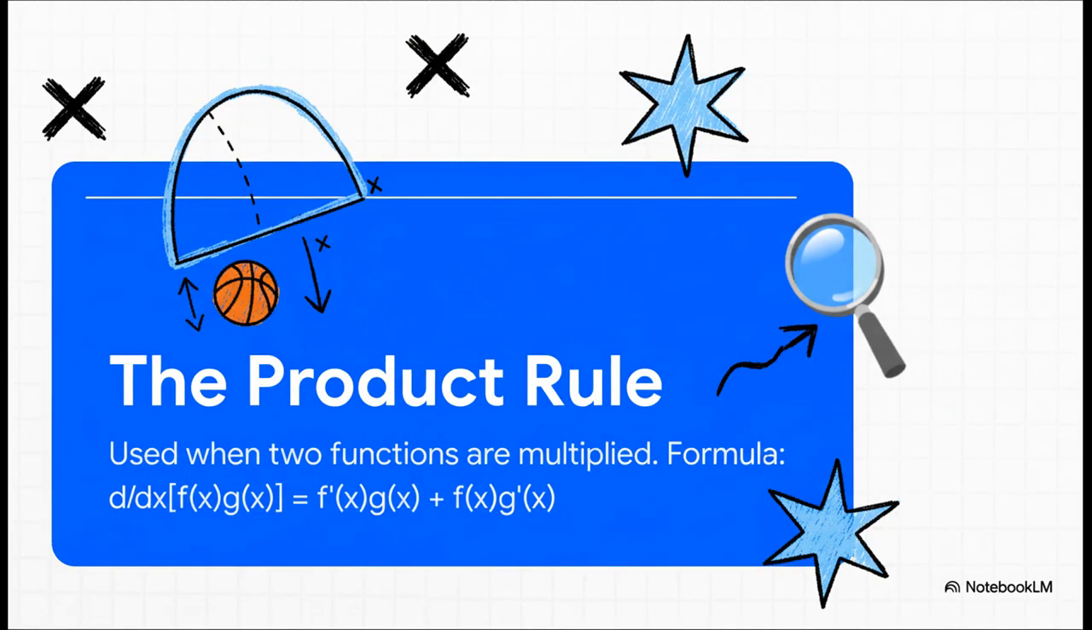But okay, what if our function is a bit more complex? What if you have two different functions being multiplied together? For that, we need a special play called the product rule. The pattern is pretty straightforward. You take the derivative of the first part, multiply it by the second part as is. Then you add the first part as is, multiplied by the derivative of the second.